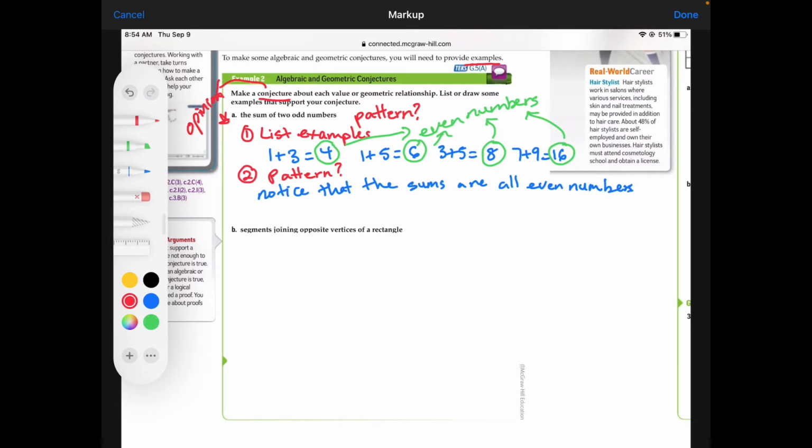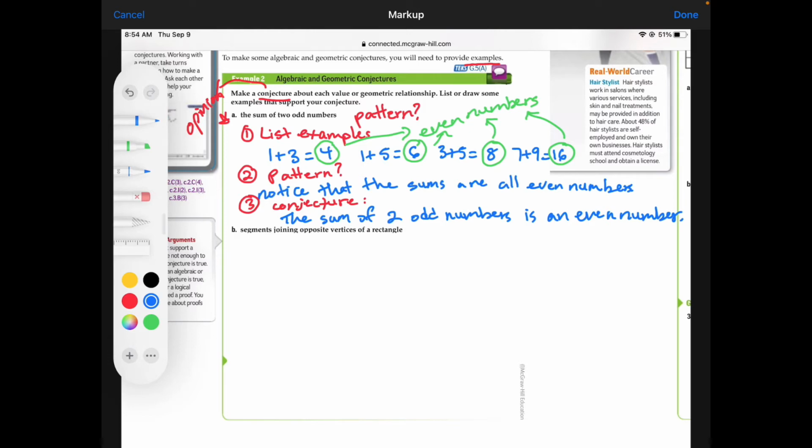So what can we predict based on that? What's our conjecture? Our conjecture could be that the sum, or when we add two odd numbers, is always an even number. This opinion doesn't necessarily mean it always holds true, but based on my pattern and my examples, this is what I've noticed. This is my opinion. I think that this is always going to hold true.